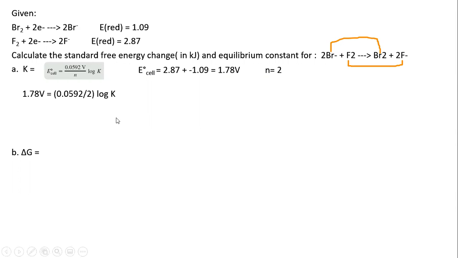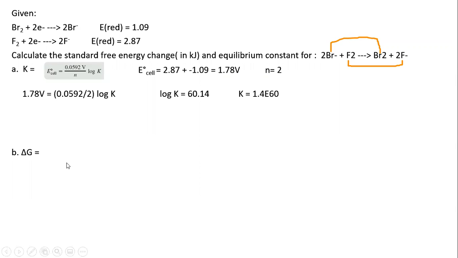So now we set this up, we can solve for K. Since the E of cell is positive, our K should be an exponent greater than 1. So when we find this, we see that K is about 1.4 times 10 to the 60th.